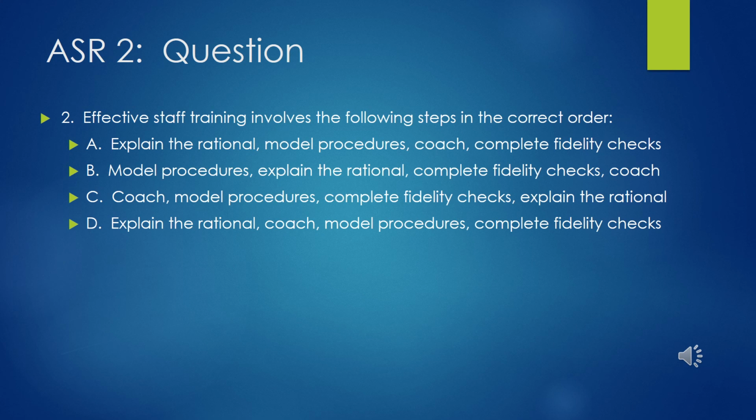Okay, so ASR number 2, question. Effective staff training involves the following steps in the correct order. A, explain the rationale, model procedures, coach, complete fidelity checks. B, model procedures, explain the rationale, complete fidelity checks, coach. C, coach, model procedures, complete fidelity checks, explain the rationale. Or D, explain the rationale, coach, model procedures, complete fidelity checks.